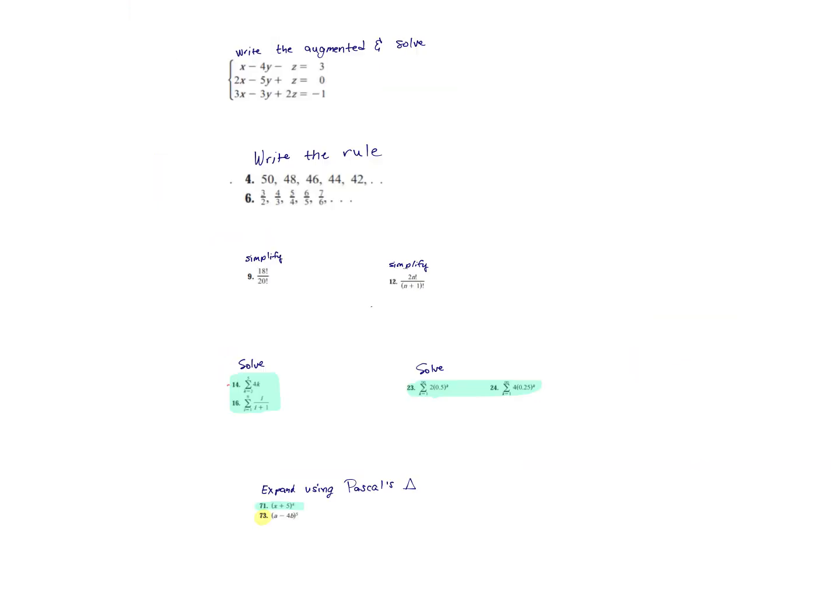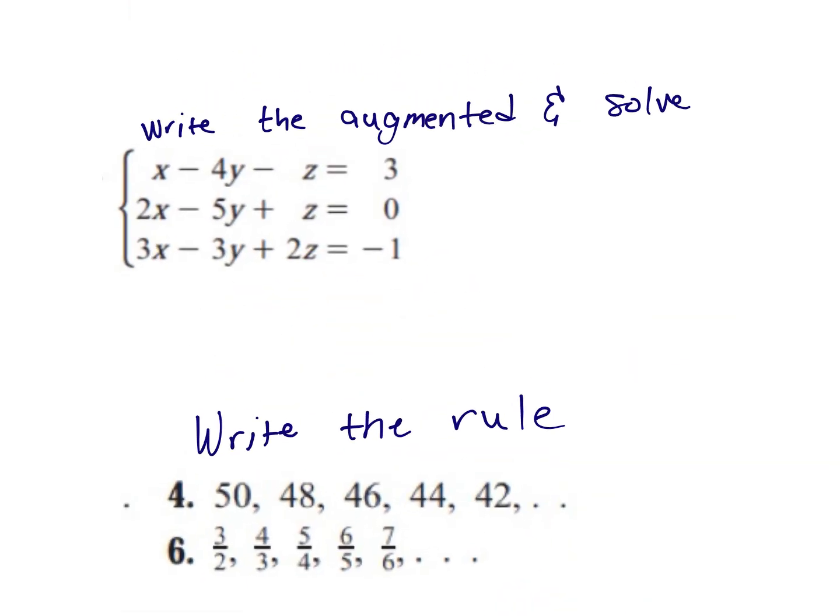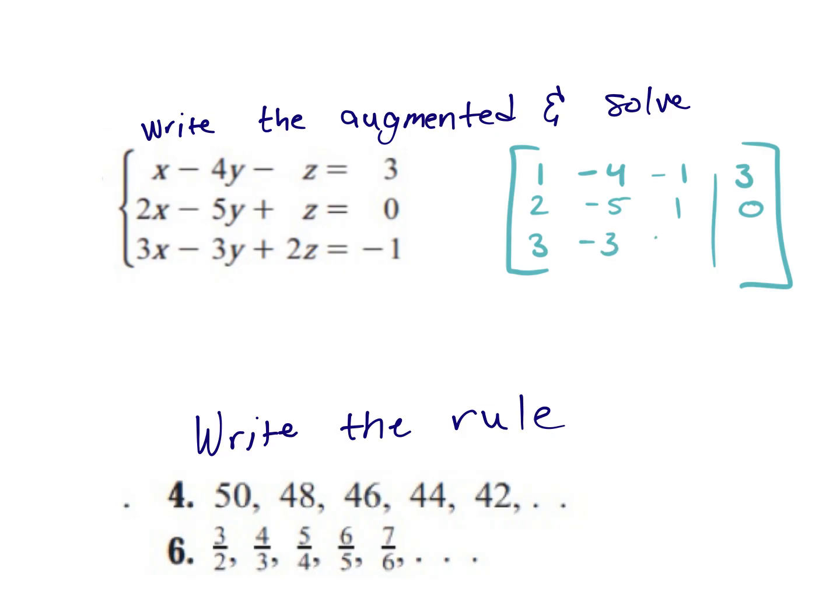So let's look at the next page. We want to write the augmented matrix and solve. So to write our augmented matrix, I'll start row by row. The first equation is going to be our first row. Remember, it goes x, y, then z. So we have 1, -4, -1, and then our answer would be 3. Then 2, -5, 1, 0, and 3, -3, 2, -1.